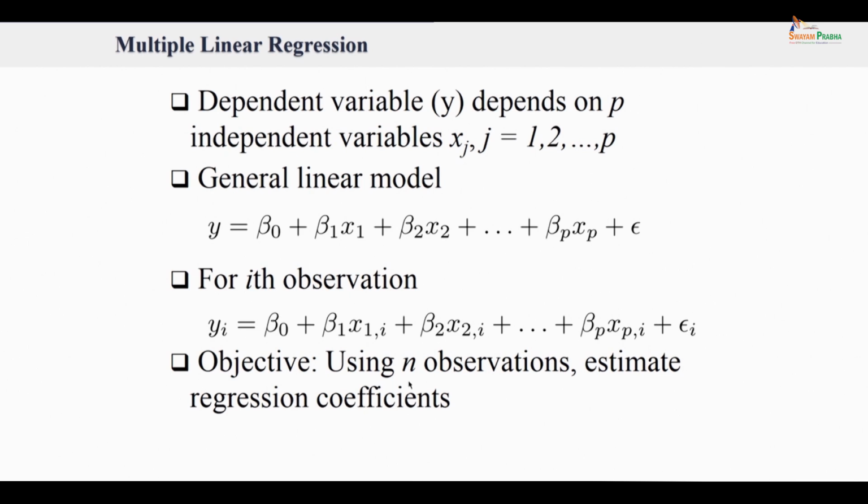to n. We assume we have small n number of samples that we have obtained, and our aim is to find the best estimates of beta naught, beta 1, beta 2 up to beta p using these n sample measurements of x's and corresponding y. This is what we call multiple linear regression, because we are fitting a linear model and there are many independent variables, and we therefore call it the multiple linear regression problem.